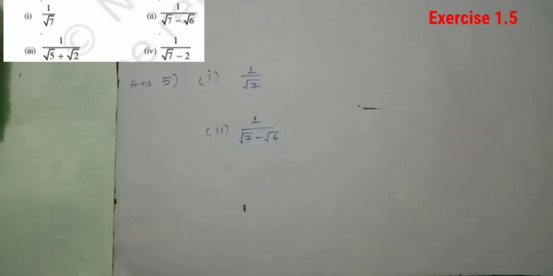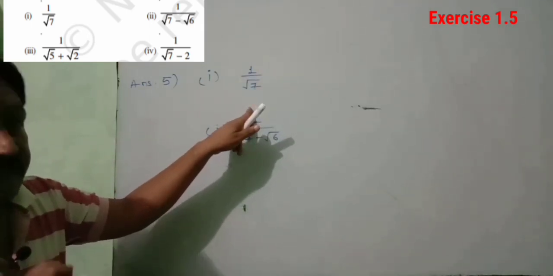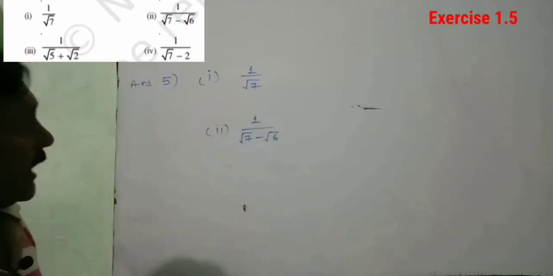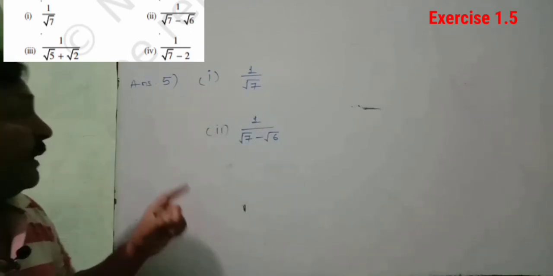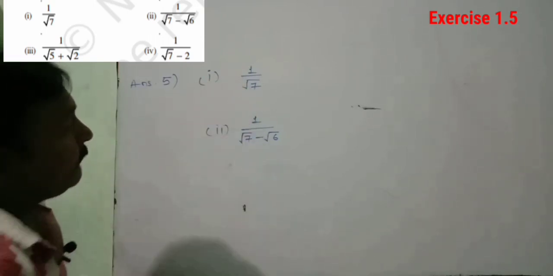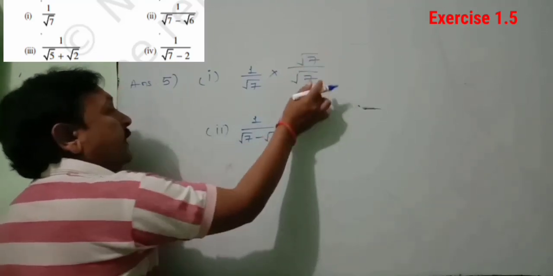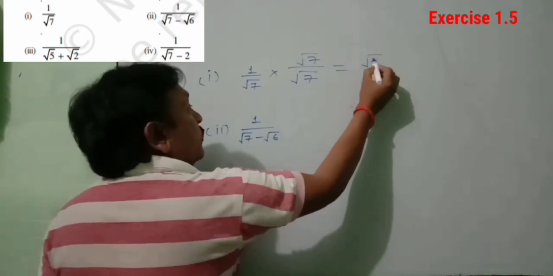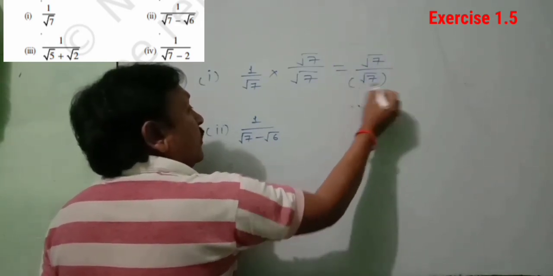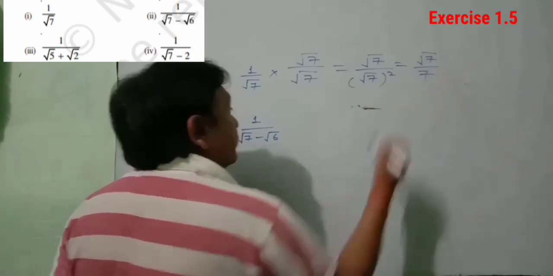Okay students, now in question number 5 it is saying rationalize the denominator of the following. I had just told you the concept of rationalizing the denominator with an example in the concept which I had just explained. I am doing parts first and second, and parts third and fourth you will do by yourself. 1 upon root 7. So we have to rationalize it. So how? It will get multiplied by root 7 both in numerator and denominator. It will become root 7 upon root 7 whole square. So the answer will be root 7 upon 7.